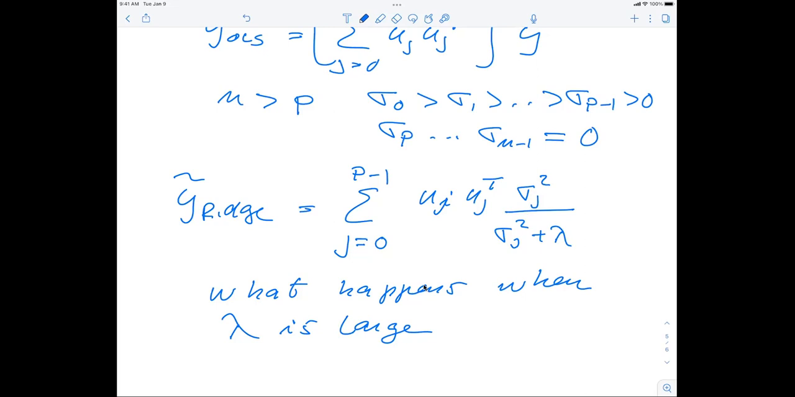If it's large, the small eigenvalues will be less focused on, because they will be suppressed. Exactly. So this is a very important feature.